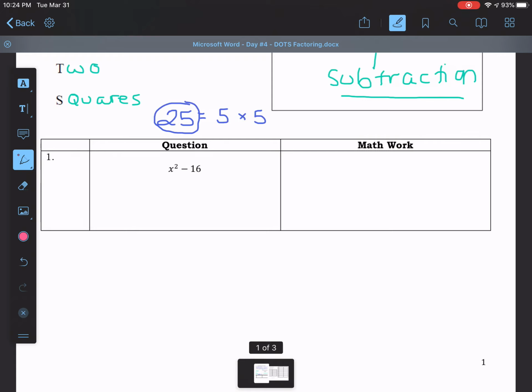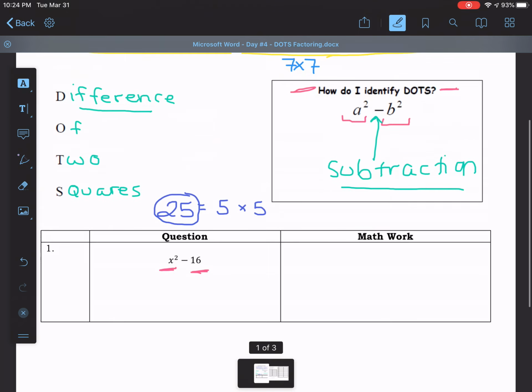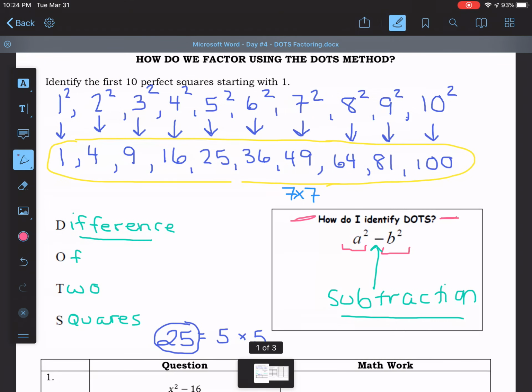I hope it does. Okay, so we're going to start off number 1. We're going to factor x squared minus 16. So the first thing you're always going to do on a question like this is ask yourself, is this problem a difference of two squares? And the answer here is yes, because x squared is a perfect square and 16 is a perfect square. Okay, if you go back up to your list at the top, you can see right here, there's 16.